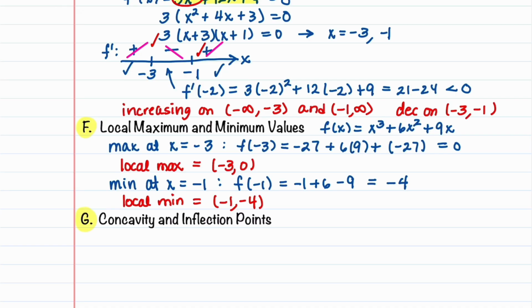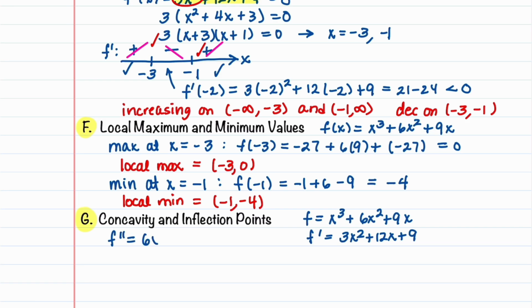Now we just have one more item to calculate before we can throw all of this together on a graph. Let's look at the concavity and inflection points. When we find concavity, we need to find our second derivative. To find f double prime, I'm first going to put f and f prime up here. We're going to need f for the inflection point. f is x cubed plus 6x squared plus 9x, and we found that f prime was equal to 3x squared plus 12x plus 9.